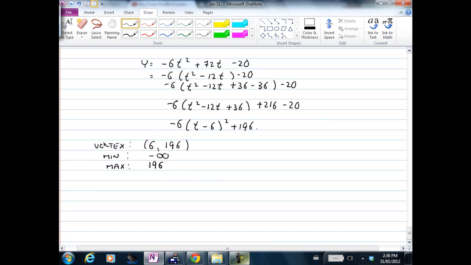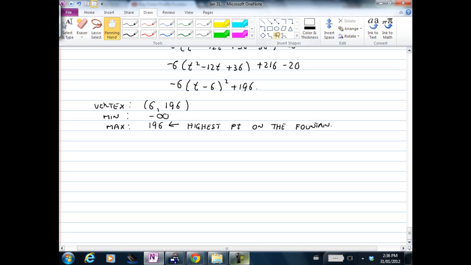Hey, so this max refers to the highest point on the fountain. Okay? On the fountain. That's what it refers to. Highest point on the fountain. So if I were to do a rough sketch, guys, draw a rough sketch for me, please.